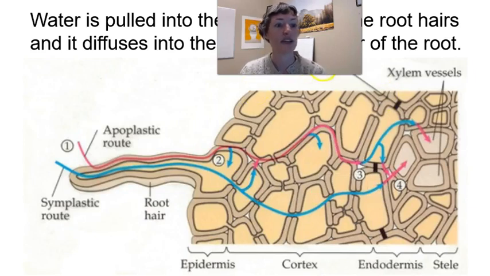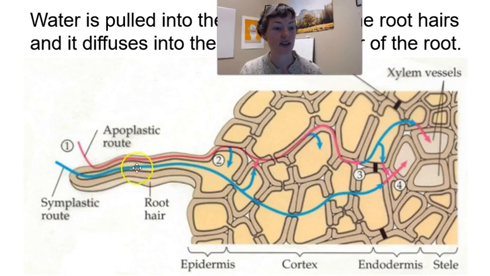The water is pulled into the plant through the root hairs. So it's going to do that because the plant is going to contain higher solutes than the external soil environment. So water is going to want to move into the plant through these root hairs. And it diffuses into the vascular cylinder of the root. So there has to be a bit of a concentration gradient here for us to get the water from the soil into the root hairs and then into the vascular cylinder.